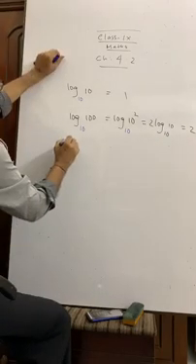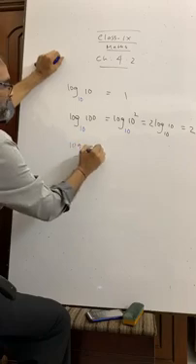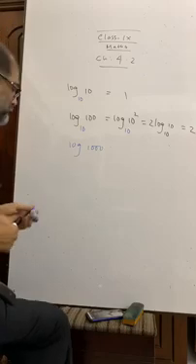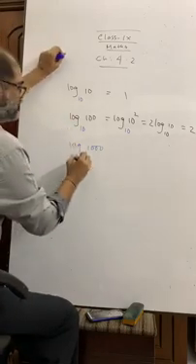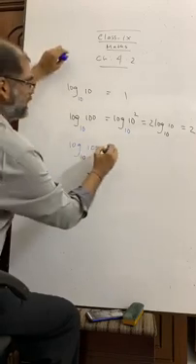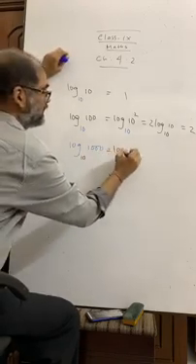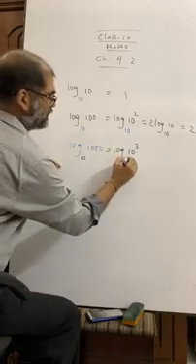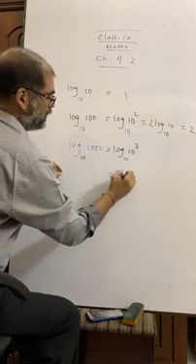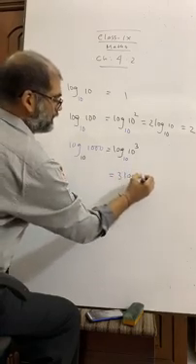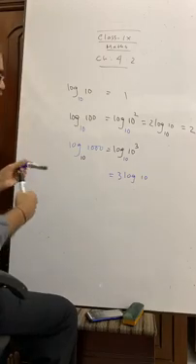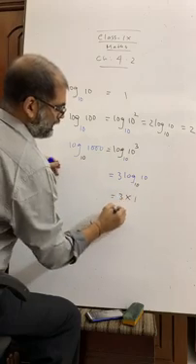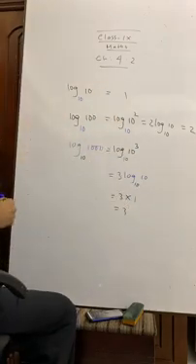Now if I write log 1000, what is the value of log 1000? The base is 10. Then we can write log 10 cube, and of course the base is 10. That means 3 log 10 base 10. That means 3 into 1 equals 3. In this way, we can find all the values.